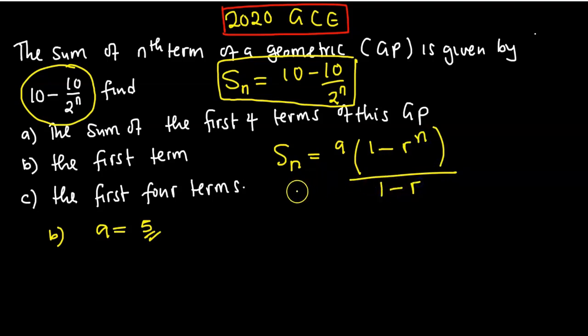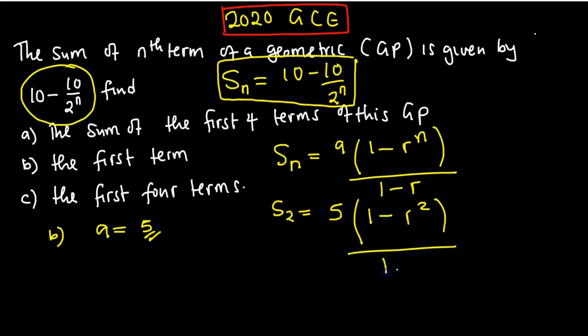So here, to start with, we are going to find the sum of the first two terms, so that way we can find r. So the sum of two terms is equal to, in this case, the first term we already have is 5. Then 1 minus, we are finding the sum of two terms, so where there is n it will be 2. So r to the power of 2, then 1 minus r, something like this.